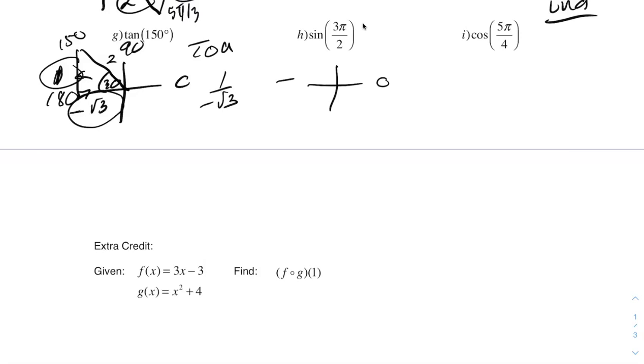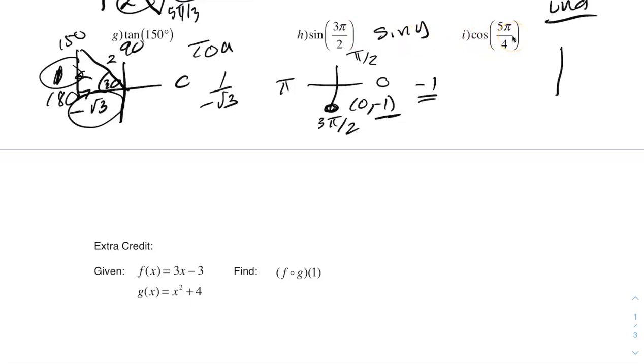Sine of 3 pi over 2. So here's 0, here's pi, here's pi over 2, here's 3 pi over 2. So that point right there. Another point. So remember, for sine you actually know the point: 0 and negative 1. Because you went down, so the y is negative 1. And then sine is a y value. So negative 1.